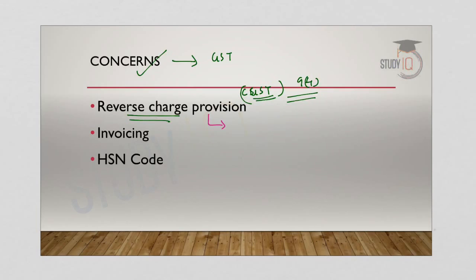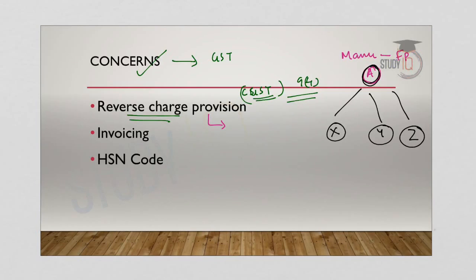Now let us come back to the previous example. We have seen the manufacturer who produces the final product. Let us name him A. So Mr. A is the person who produces the final good. Now there are various suppliers of input. Let us say, for example, X, Y and Z. These three people are the suppliers of the input to A. So according to the reverse charge provision, A, who produces the final product, has to pay the GST, not the suppliers. So X, Y and Z are the suppliers.